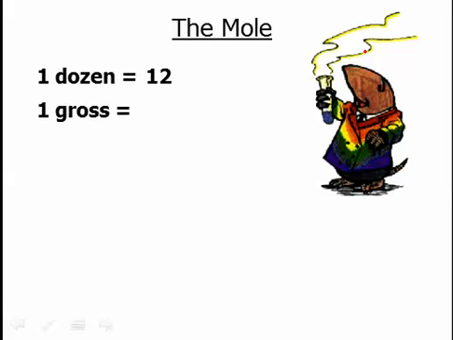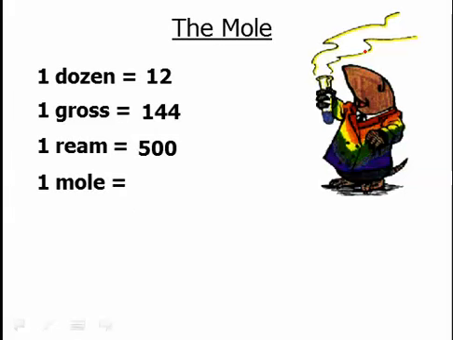A gross. A gross is 144. A gross is a dozen dozens. 12 times 12 is 144. You can buy paper in reams. So one of those cases is 500 sheets. And all these numbers are ways to make counting easier.